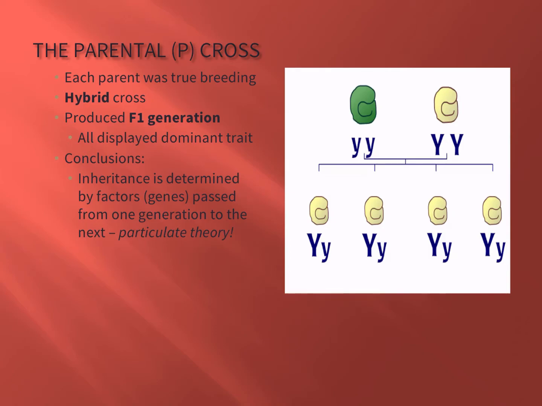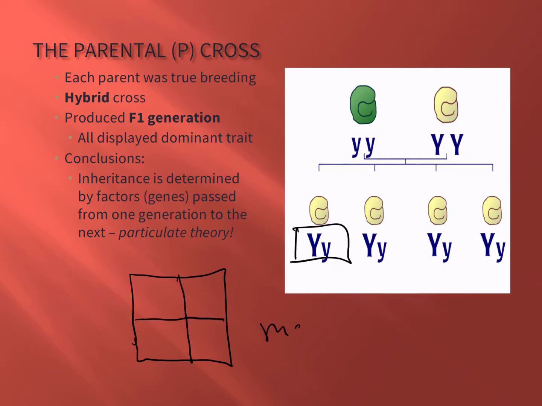Oops, sorry guys. All right, so then you have the parental cross. So I just want to do this out with you guys so that you can see how we arrived at those heterozygous individuals in that F1 generation. Okay, so this is what we call a monohybrid cross. Okay, so when we have a monohybrid cross, we're looking at one allele.